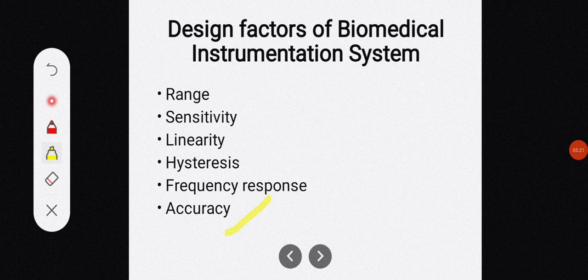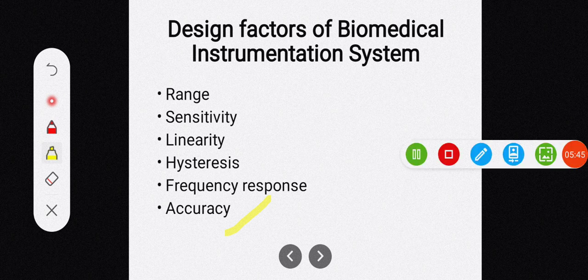Then it may also occur if you have not properly done the instrument zeroing before using that instrument, then the error may get introduced. What is instrument zeroing? That is when no input is given to the instrument, it should show zero output. So that is called instrument zeroing. It should be done before using the instrument.